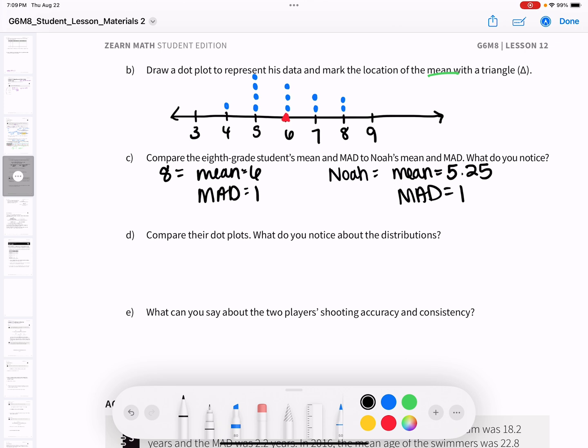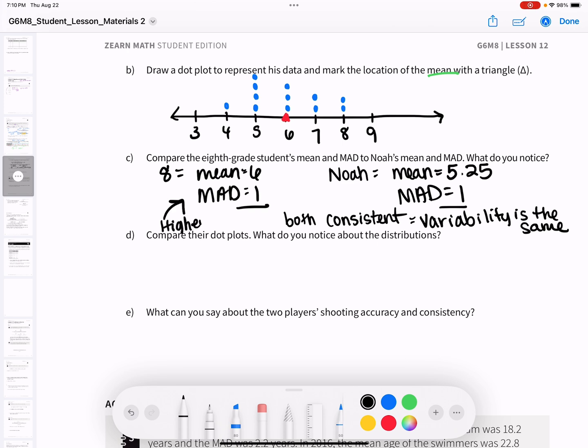Well, they are both consistent, right? Because their MADs are the same, which means their variability is the same. But the 8th grader is a higher scorer. He makes more baskets because his mean is higher.